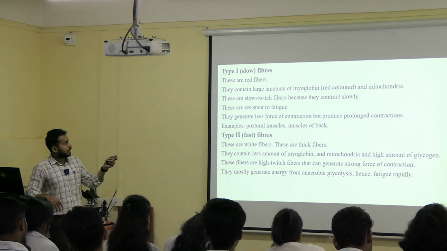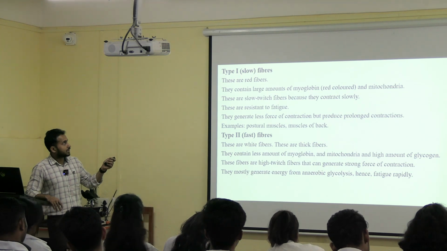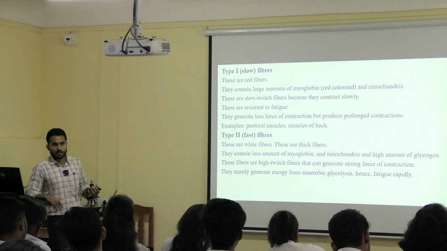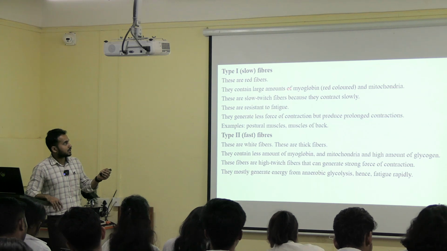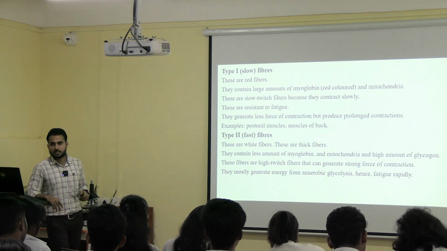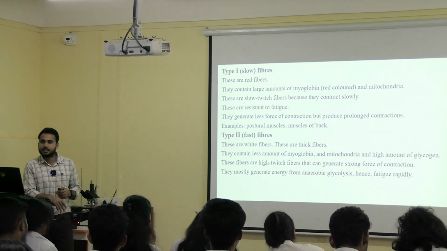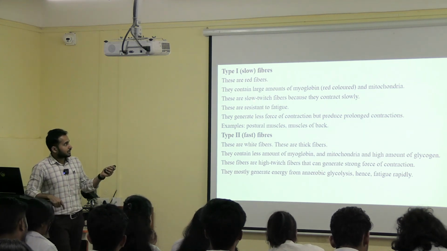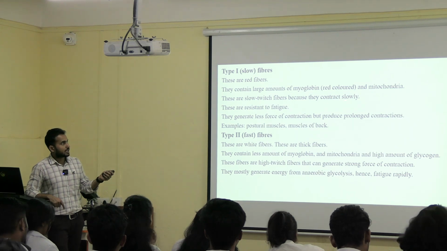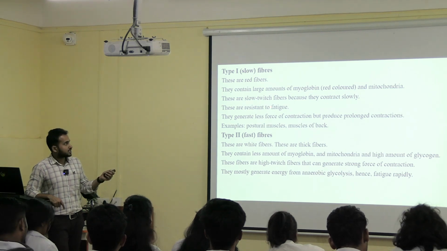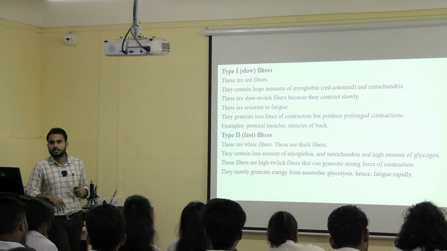For example, type 1 fibers are also called slow fibers. They are red fibers, because a large amount of myoglobin is present, and that's why the color is red in nature. They are slow twitch fibers because they contract slowly. They are resistant to fatigue, meaning they will not easily get fatigued.